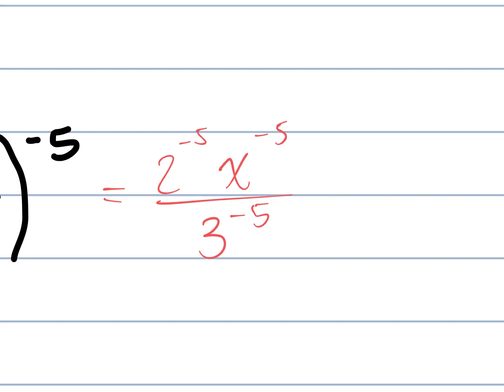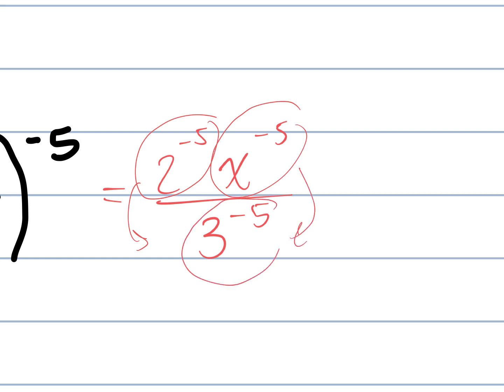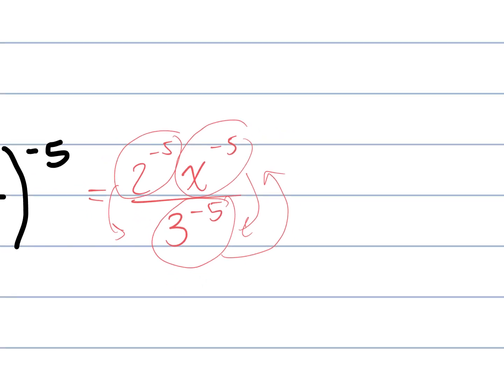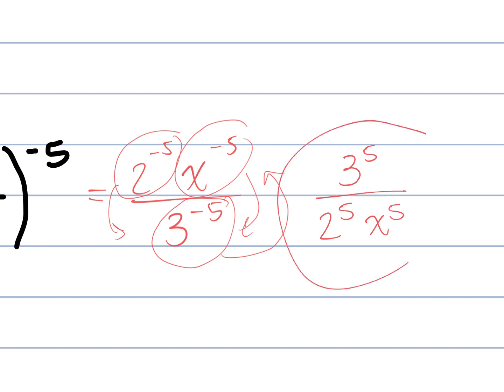In order for us to write our final answer, we cannot have negative exponents, right? How do negative exponents become positive? Flip them. So take these two, move them to the denominator, and take the 5 to the negative 5th and move it where? To the numerator. But when you move it, what happens to the exponent? It changes sign. So this is going to be 3 to the 5th over 2 to the 5th, x to the 5th, and this is my final answer.